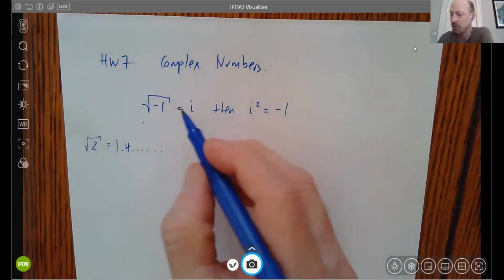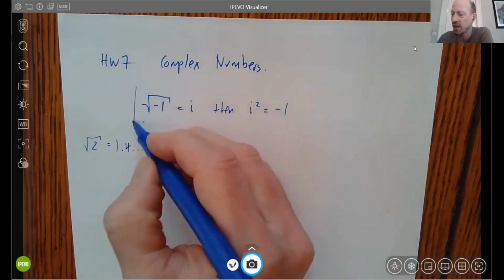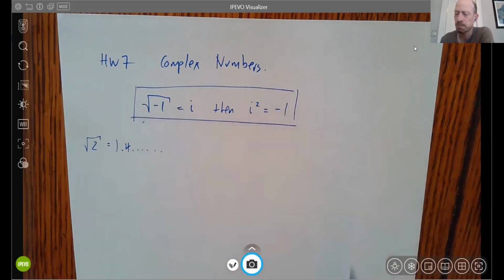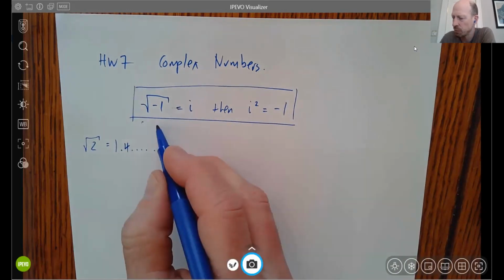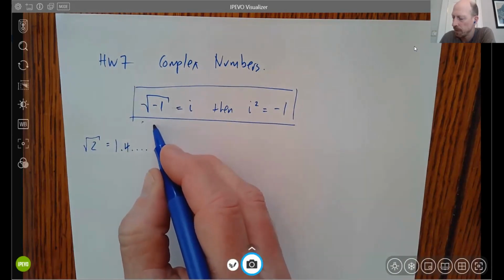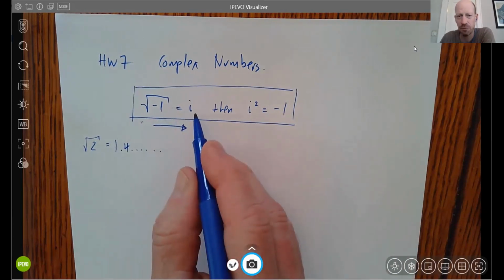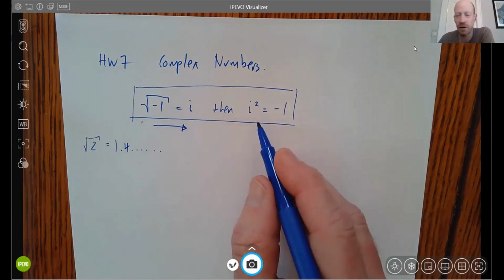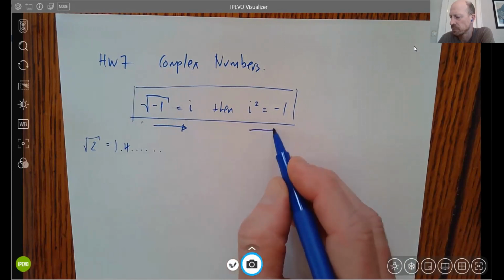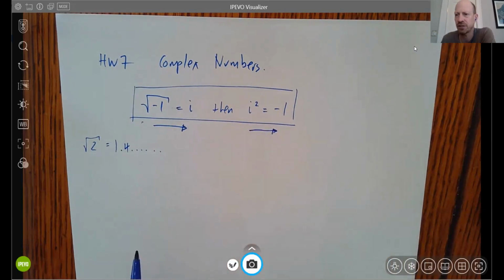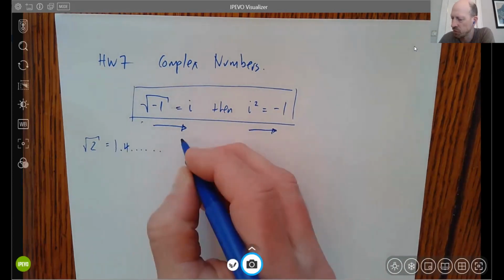And i is the same thing. So i is defined as the square root of -1, or i squared equals -1. And in both of these cases, we really want to move in this direction. So if we have the square root of -1, we actually prefer to write that as i. It's called the imaginary unit. And if we have an i squared, I prefer to write that and change that into -1. So this direction is sort of simplifying.